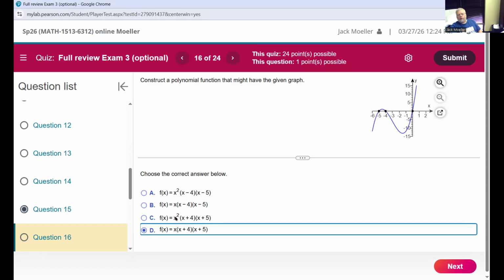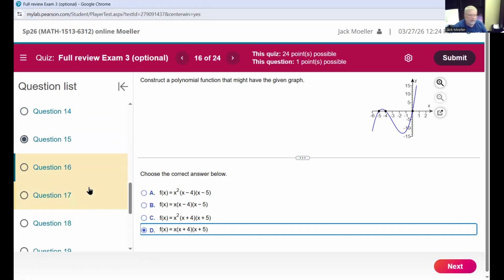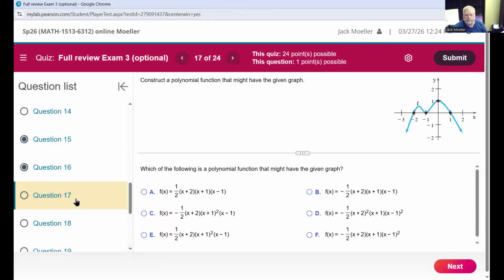To get an x squared, it'd have to come up to 0 and then touch it and turn around and go back down. So that's an alternate way to ask the other question. Yeah, so just like this one.